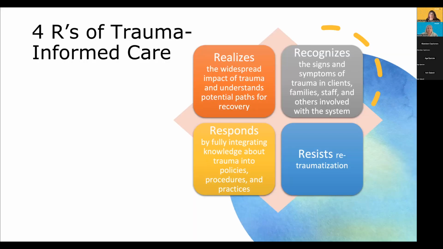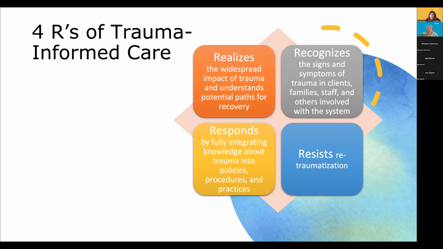Now we're going to talk a little bit about trauma-informed care. So the trauma-informed approaches that are detailed here are realizes, recognizes, responds, and resists. So realizes, you want to realize the widespread impact of trauma and understand the paths for recovery. Understanding the vulnerabilities and experiences of trauma survivors, including the prevalence and the physical, the social, the emotional impacts of trauma. And then recognizes the signs and symptoms of trauma in clients, families, staff, and others involved with the system.